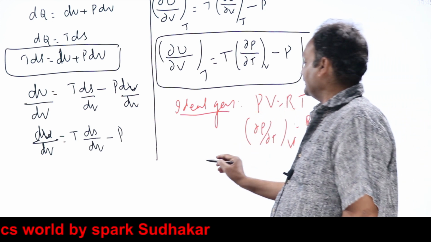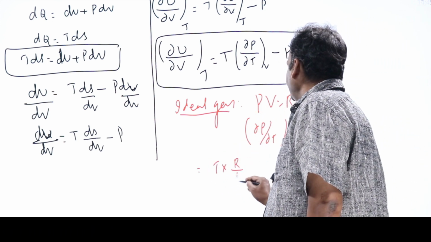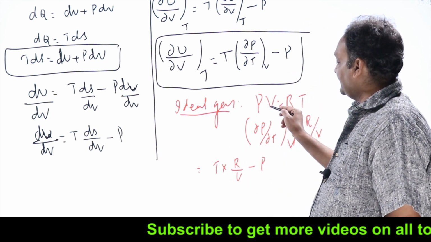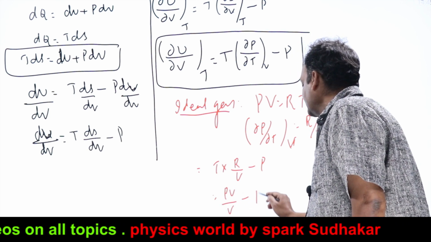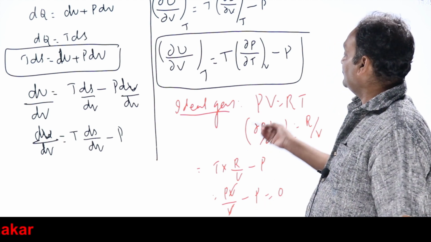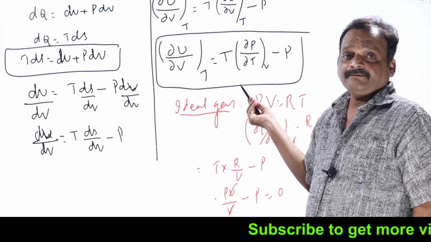Substitute that in this equation, right? So the RHS becomes T into R by V minus P, which is nothing but RT. RT is again PV only. So PV by V minus P, V and V get cancelled, P minus P is equal to 0. So for an ideal gas, dou U by dou V at constant T is equal to 0.